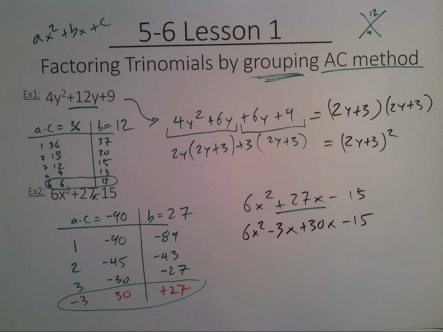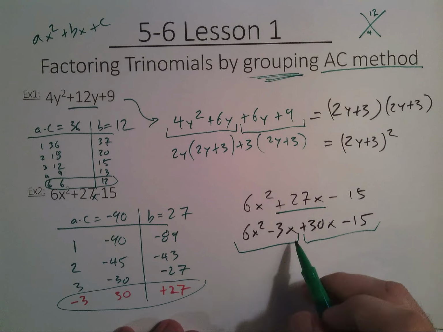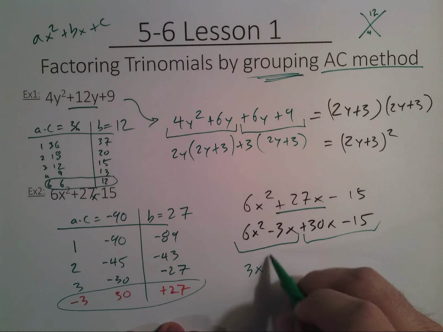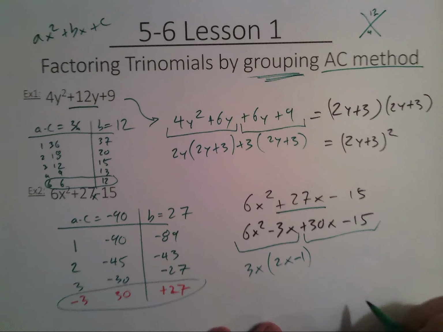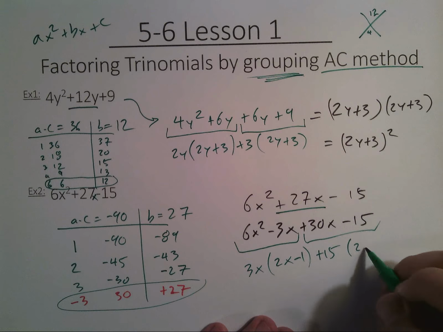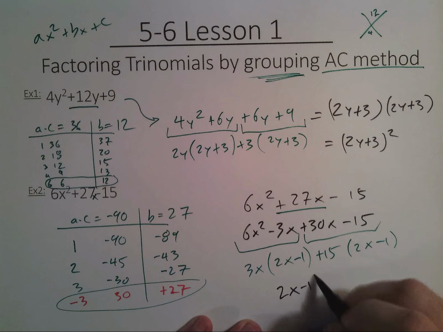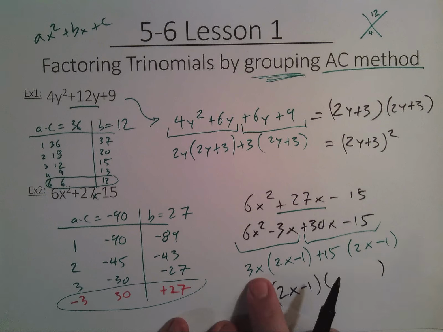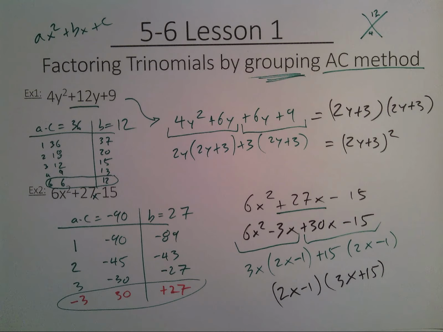Alright, anytime you have four terms, factor by grouping. 3x goes into both of these, leaving behind 2x minus 1. 15 goes into both of these, positive 15, just so I get that plus there, leaving behind 2x minus 1. Oh look, it's 2x minus 1 and 2x minus 1. So I factor that out, leaving behind 3x plus 15. That's it. We're done.